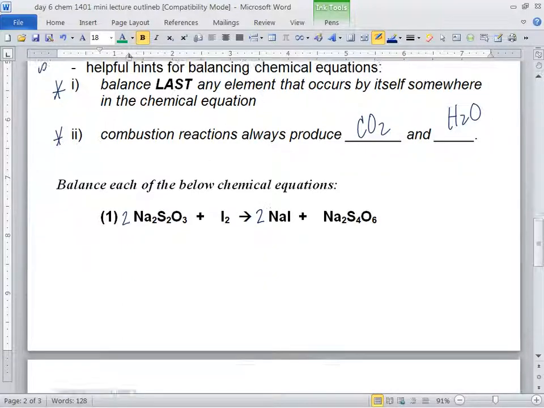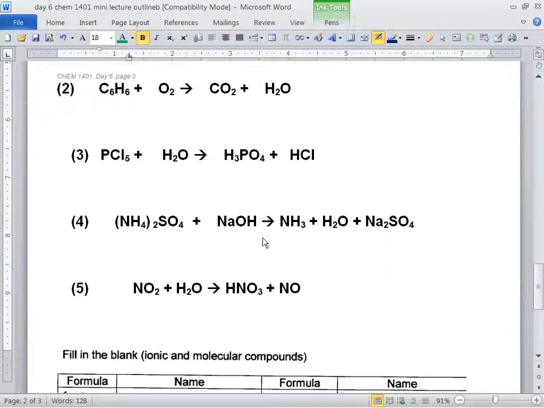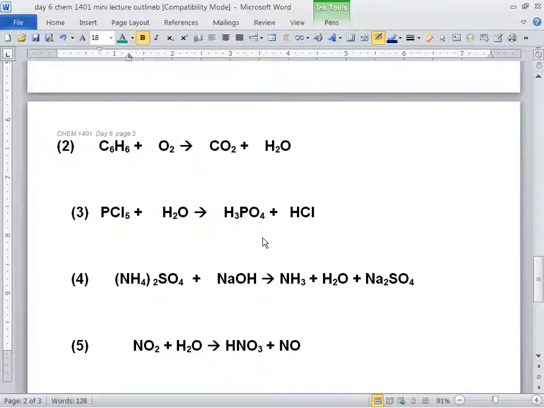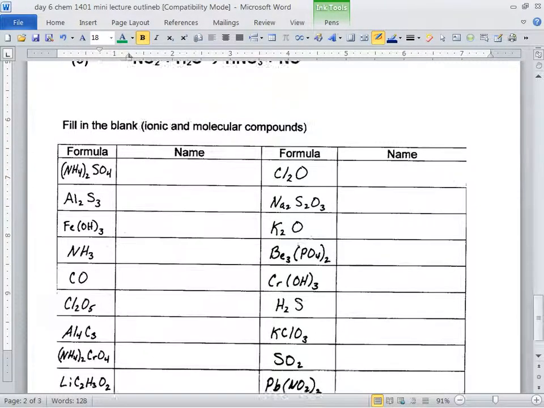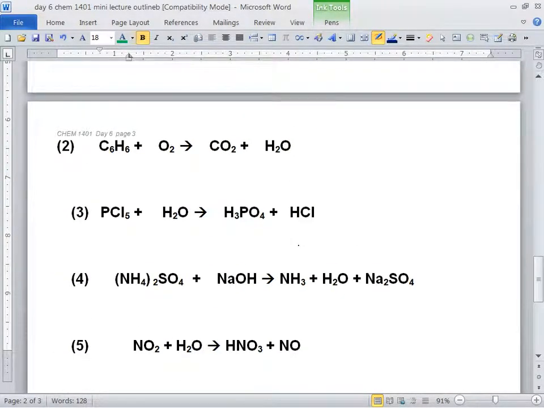Woohoo. Okay, so you know the name of the game. We'll do these together. We'll go up to the board and we'll do these together. And then we'll do a bunch of naming together. Okay? So again, if you see an element on its own, balance it last.